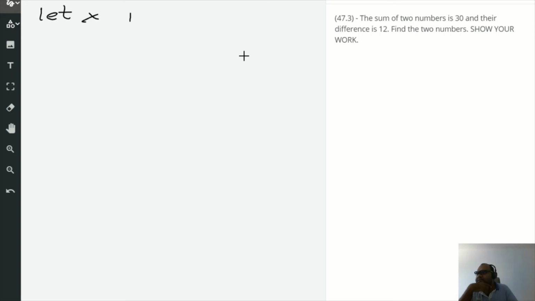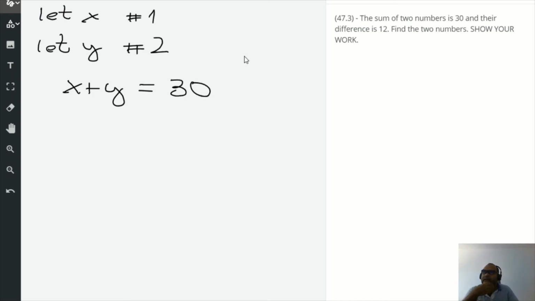Let x be the first number and let y be the second one. Great. X is the first, y is the second. And let's organize the equations over here. The sum of two numbers is 30: x plus y, I know it is 30. And their difference, okay, x minus y equals 12. Find the two numbers. Let's solve right now.